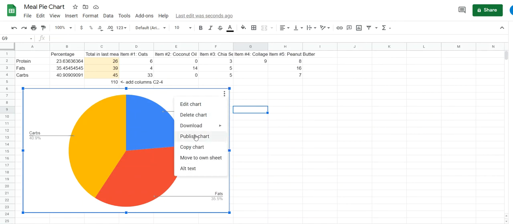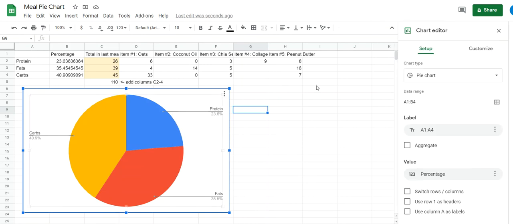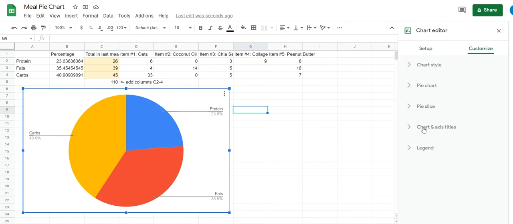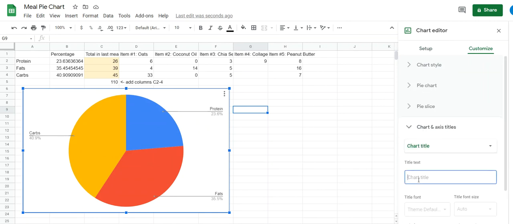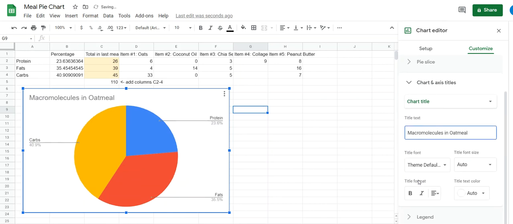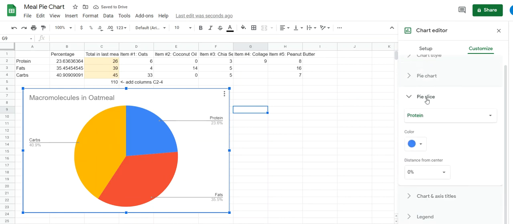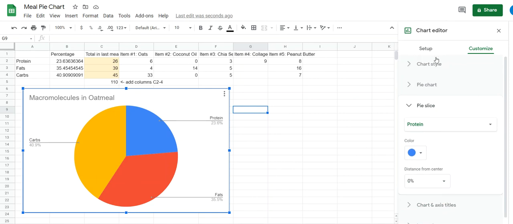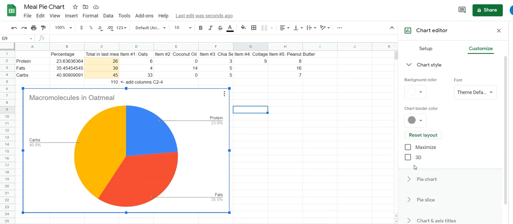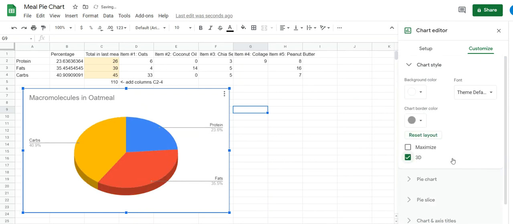You can edit the chart and it's going to pull up over here. Then you can customize it by adding a chart title and axis. So you could say macromolecules and oatmeal. And you can also change the colors. Whoa, you can make it 3D. Whoa, that's pretty cool.